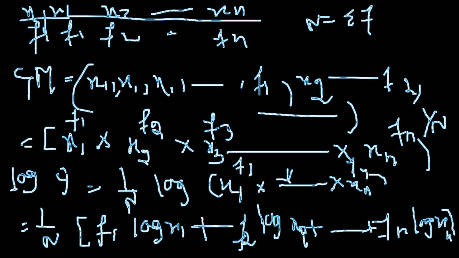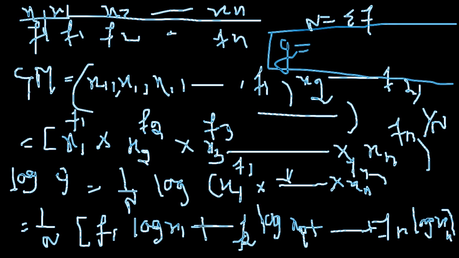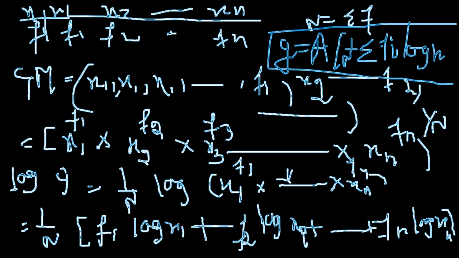Understood? Now if you write the general term, it would be written as, we want to remove the log. This can be written as your geometric mean is anti-log of what? 1 by n as it is. The rest is summation of what? fi log of xi, where i is equal to 1 to n. Understood? So I am assuming that you all have understood the derivation. You just need to remember the formula, okay?